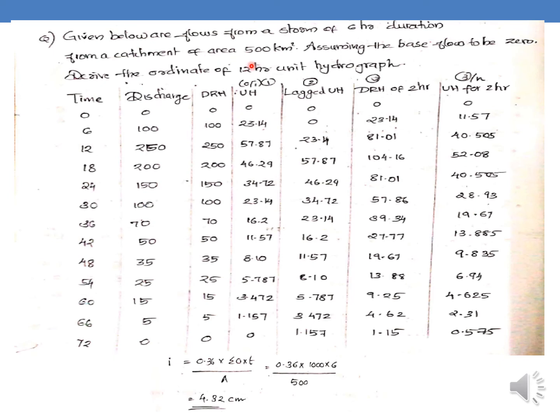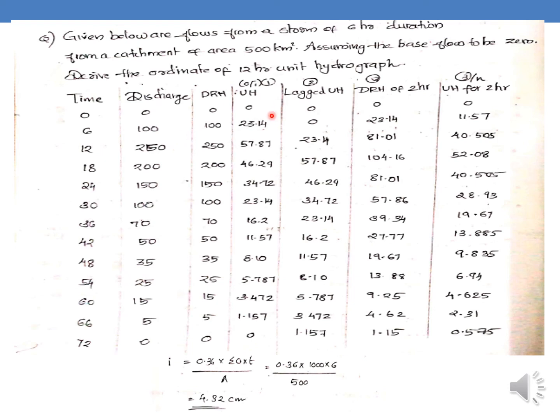Then, given below are the flows from a storm of 6-hour duration from a catchment of area 500 km square. Assuming the base flow to be 0, derive the ordinates of the 12-hour unit hydrograph. So here a 6-hour duration rainfall occurs and the discharge is given. You are asked to convert that to 12 hours. So 6 hour to 12 hour, what is the n value? N value is 2. So you need 2 unit hydrographs.